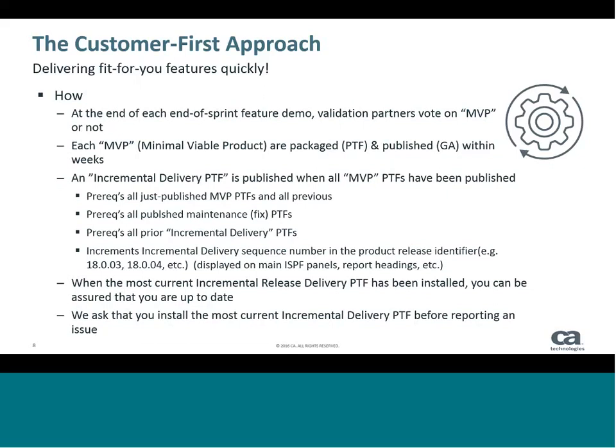As I said, how this works is that at the end of sprint review, where we do the demonstrations for validation partners, we have a survey where they are given the opportunity to vote whether the features are ready to be published or not. If they're not ready, we'll take what needs to be done into new stories for the next sprint and continue working on them. For those things that have been deemed MVP, they are packaged as a PTF and published in GA within a few weeks after the end of sprint review meeting.